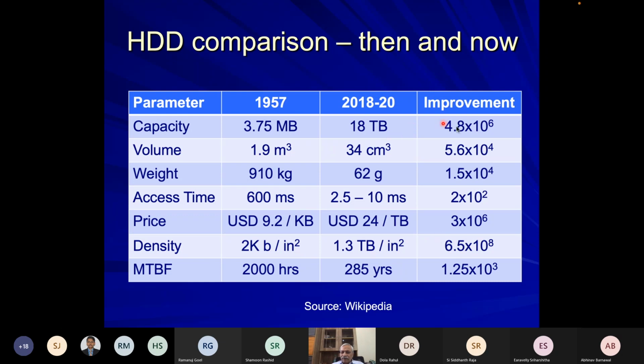Okay, in overall capacity, there is a slightly lower improvement because the size has also reduced, right? And the least improvement you see is in terms of access time. Access time is also related to the speed of rotation, and that being mechanical, there hasn't been such a dramatic increase in speeds there.